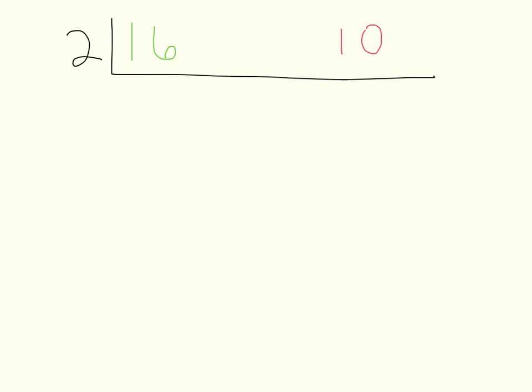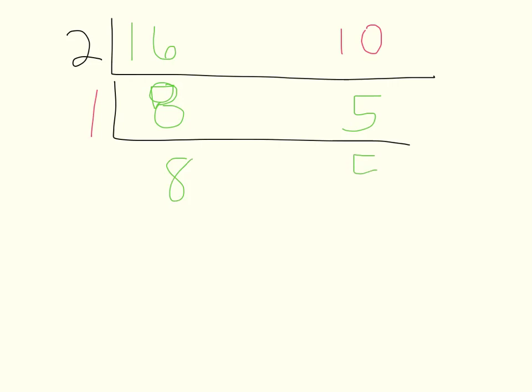Let me do one more for you. So let's find the LCM this time of 16 and 10. And I'm going to do upside down division. They're both even, so 2 goes into both. I'm left with 8 and 5. Upside down division. 1 goes into both of them, so I'm left with 8 and 5.